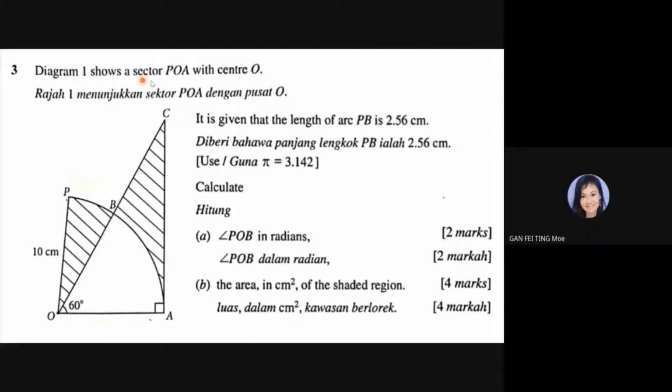Okay, diagram 1 shows a sector POA with center O. It is given that the length of arc PB is 2.56. When I see 2.56, I quickly label it. Then it says that by using pi as 3.142, calculate the angle of POB. They want to know this angle. And then the area in centimeter square of the shaded region. They want to know the region of this.